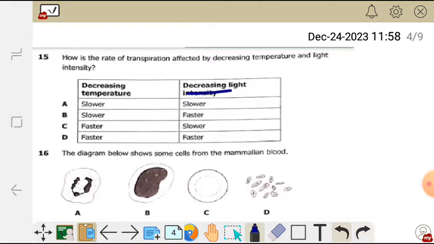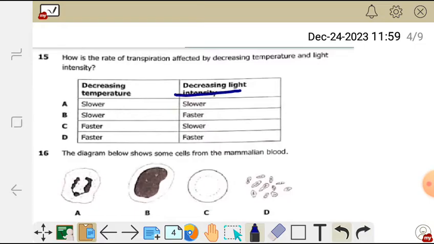Light intensity as well, if it is decreased, then we are expecting transpiration also to be slow. So the correct answer here is A, where we have slow and slow. When the temperature is low, transpiration will be slow as well. When the light intensity is very low, then also the transpiration process will be low.